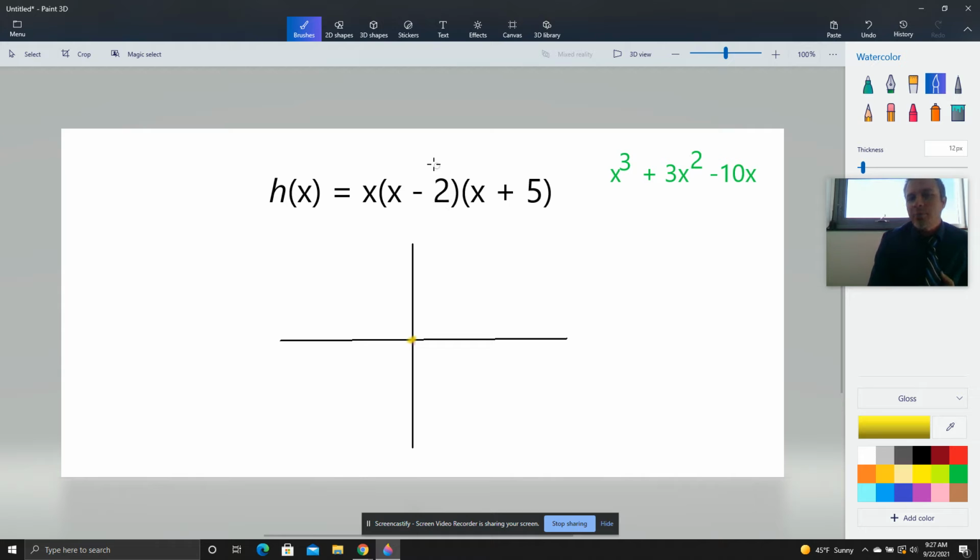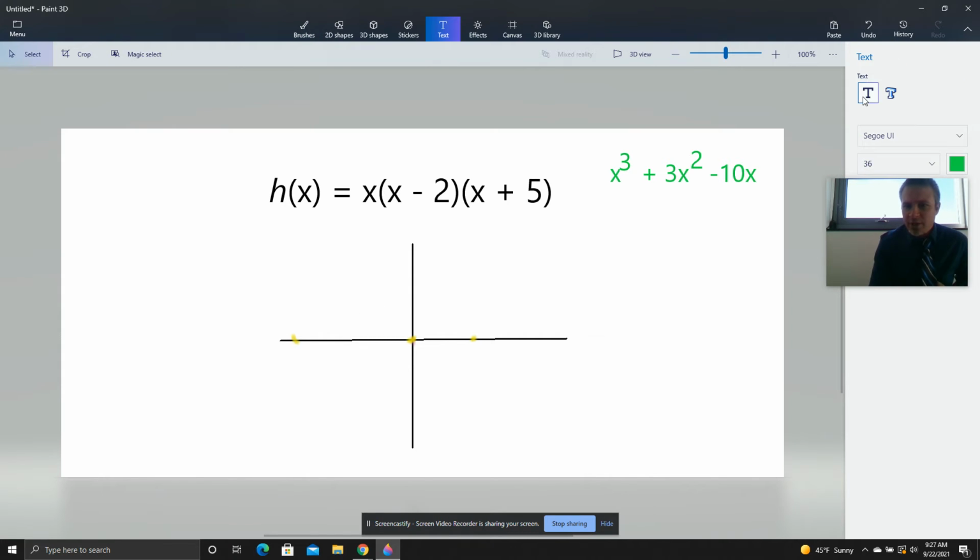So again, remember, what makes this equal 0? You could always set it equal to 0: x minus 2 equals 0, and then solve for x to get x equals 2, or you could look at the opposite. So we're going to have a 0 at 2. Mark there. Okay, and then we're going to have a 0 at negative 5. So over here.